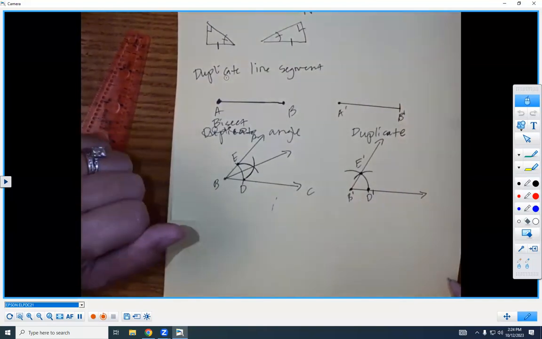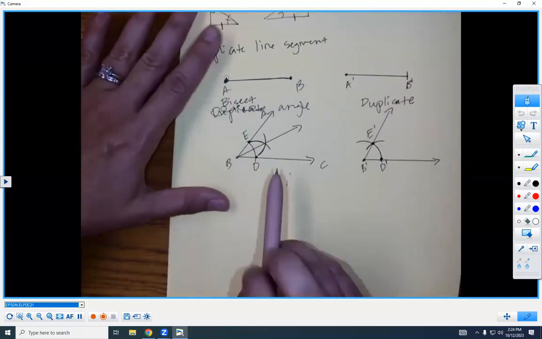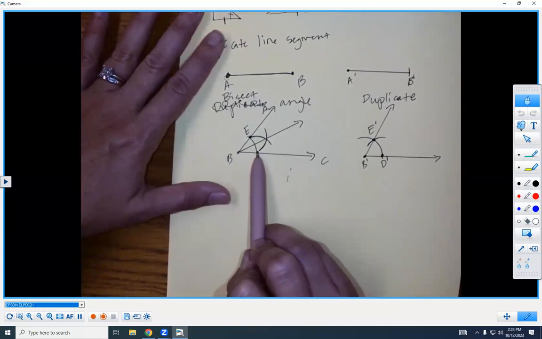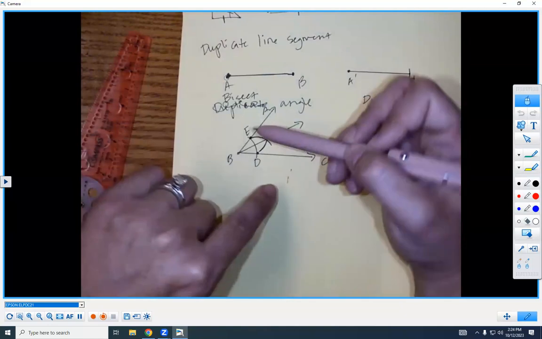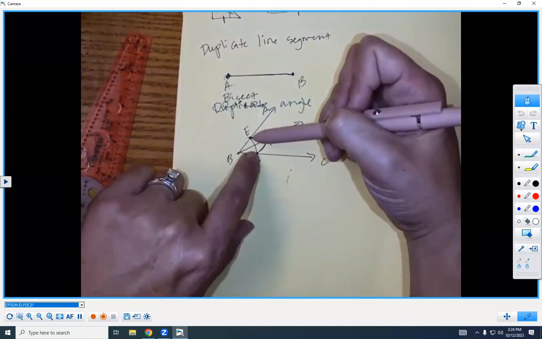How do you bisect again, like the second point? You center your protractor here, measure to here, and make your arc, and do it the opposite way. Center your protractor here, measure to here, and make your arc.